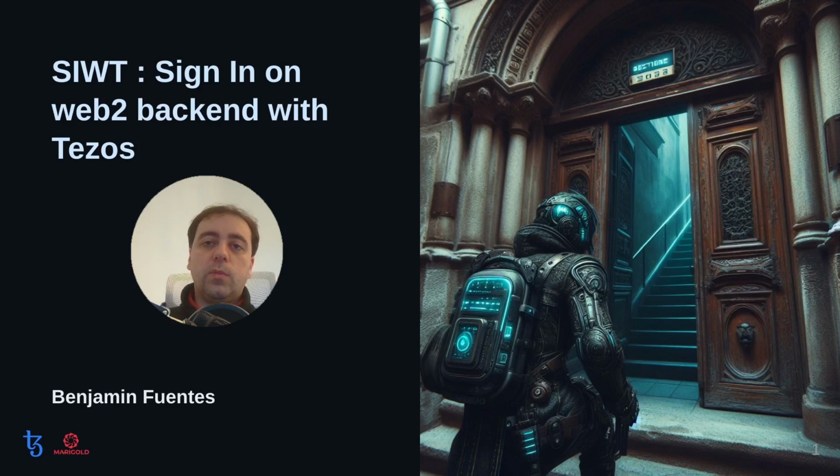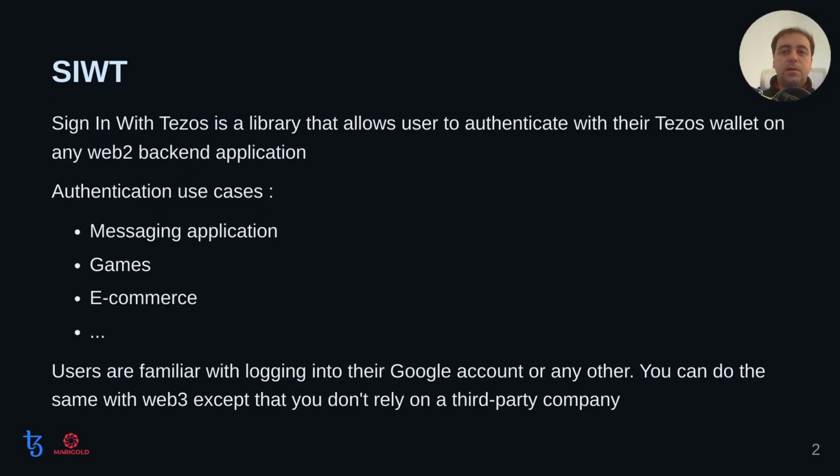Today we will talk about Signing with Tezos, an open source library made by the Stake Now company. Signing with Tezos is a library that allows any user that has a Web3 wallet, a Tezos wallet, to sign in on any Web2 backend. For this authentication, we have all the use cases you can think about: messaging application, chatting, logging into a game, or an e-commerce website.